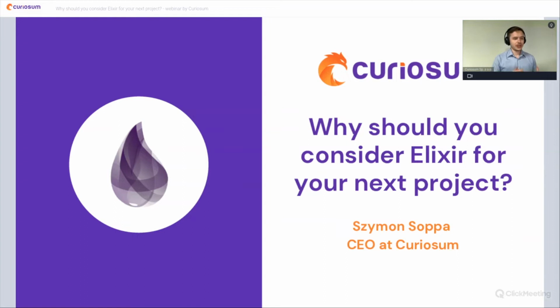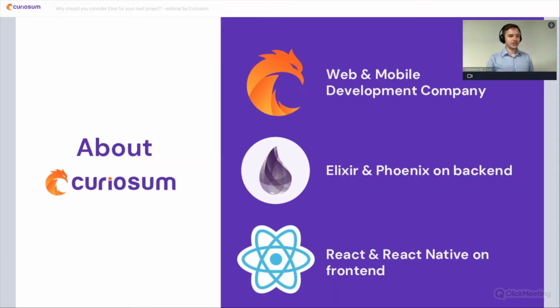And today I'd like to give you a presentation about Elixir and why you should consider it for your next project. Before I start going into the details, I'd like to give you an overview of what Curiosum is. We are a company that specializes in web and mobile development. We are located in Poznań, Poland.